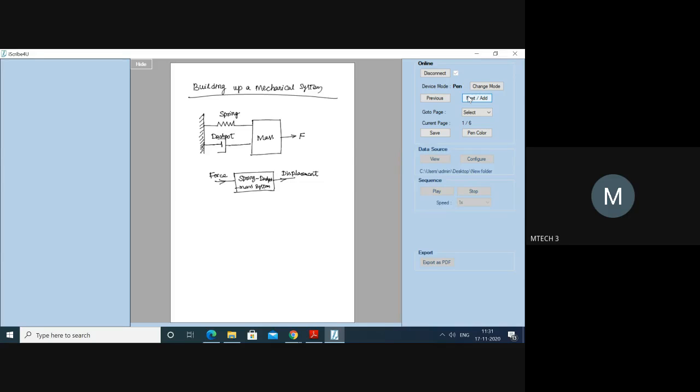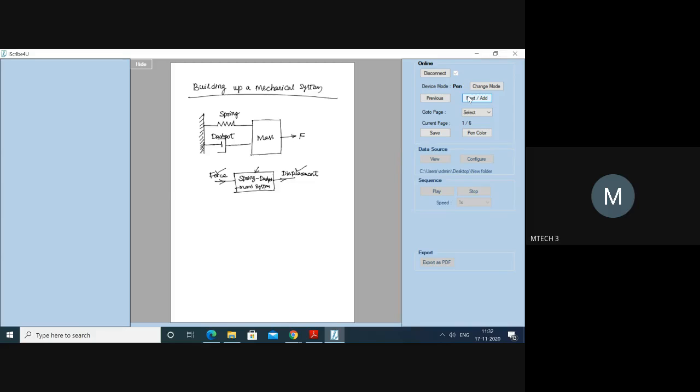Now I need to evaluate the relationship between the input force and the output displacement for the spring mass damper system. For that, we need to draw what is called a free body diagram. In order to write the equation, we need to draw a free body diagram. So what do you mean by free body diagram? Any idea?